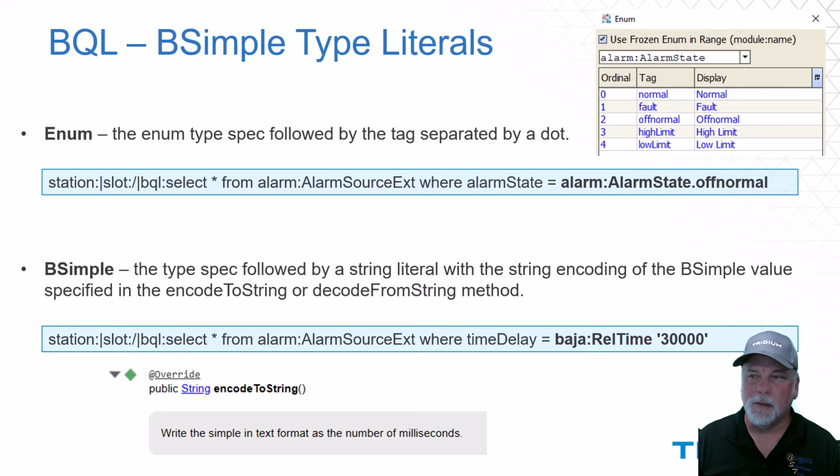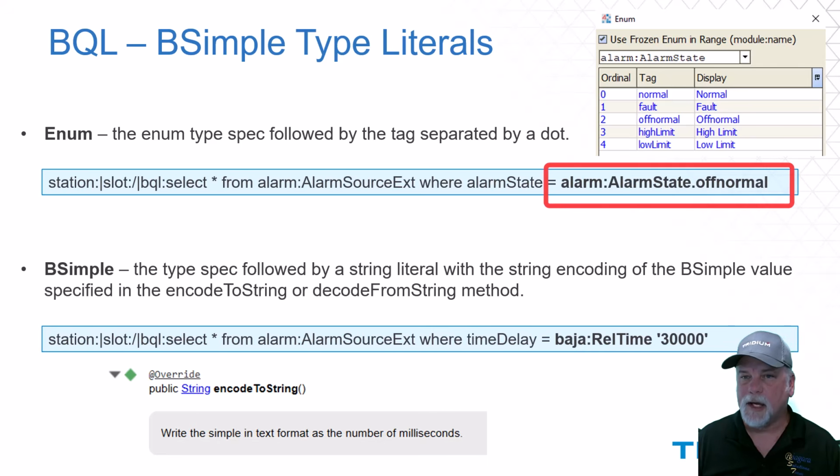For enums, what you're going to do is use the type spec of the enum and then a dot character and then the tag that you want to test for. So in this case, alarmState.offNormal. And you can see with the enum field editor selector in the top right corner, just trying to show you what those tag names actually are. So you're not using the ordinal values, rather you're using the tag names from the enum range.